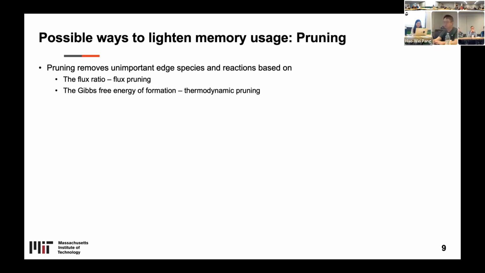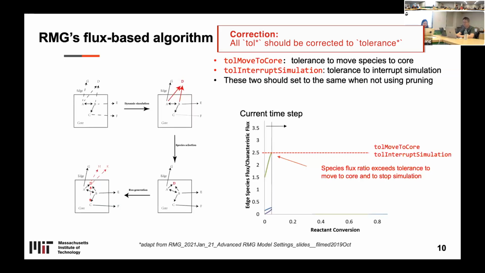So first let's talk about flux pruning. Let's look at the normal case without pruning. Usually in the normal case without pruning, there are two parameters that you set. The first is the parameter called tolerance move to core that we learned on the first day. It's a tolerance where you compare the flux of possible species to the flux in the core and see how important the species could be based on that.